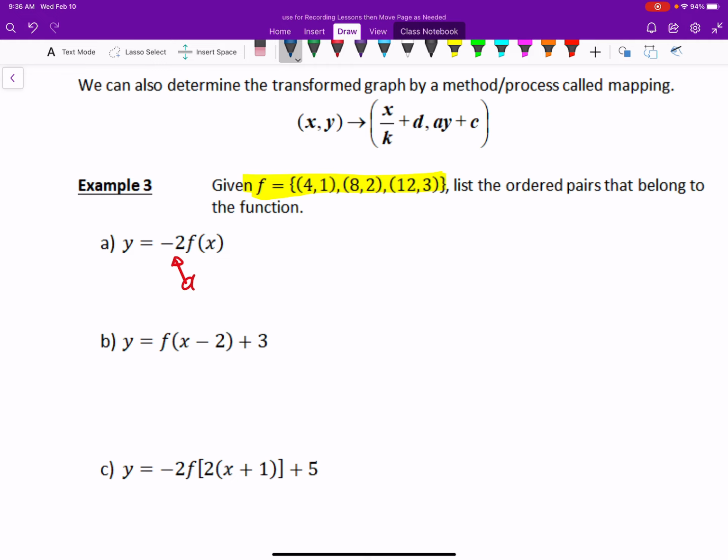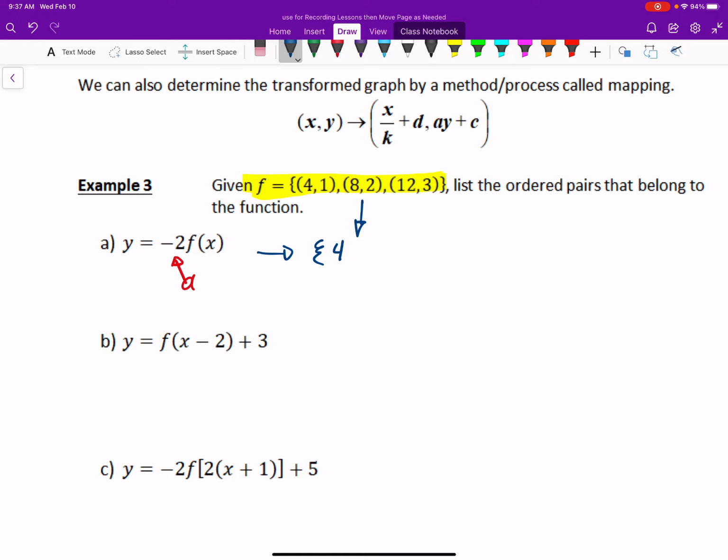So a reflection in the x-axis and vertical stretch by 2. So if I just take this set of points, I am going to multiply all my y values by -2. Why am I multiplying just my y values by -2? Because a is a vertical stretch. It only affects the y values, and it's just straight multiplication.